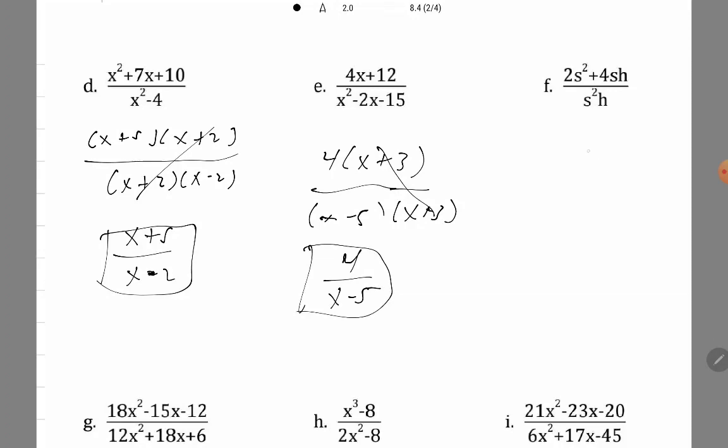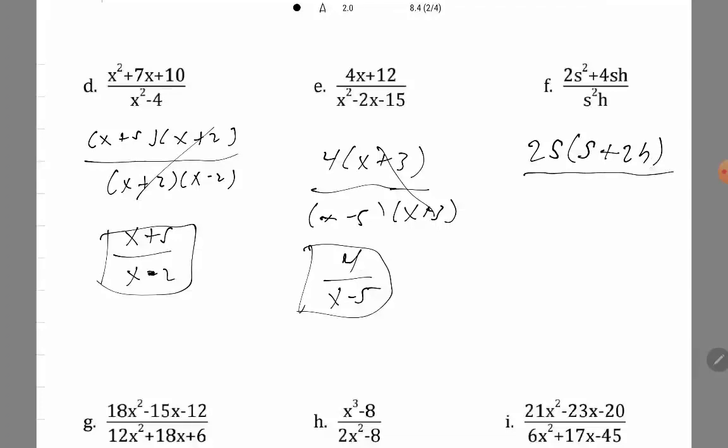Next, 2s squared plus 4sh. So we can factor out a 2, because they both share a multiple of 2, and they both share an s. So I'm going to pull out an s. So the first one, if I pull out 2 and an s, we're left with 1s. And then I pull out 2 and left with an h.